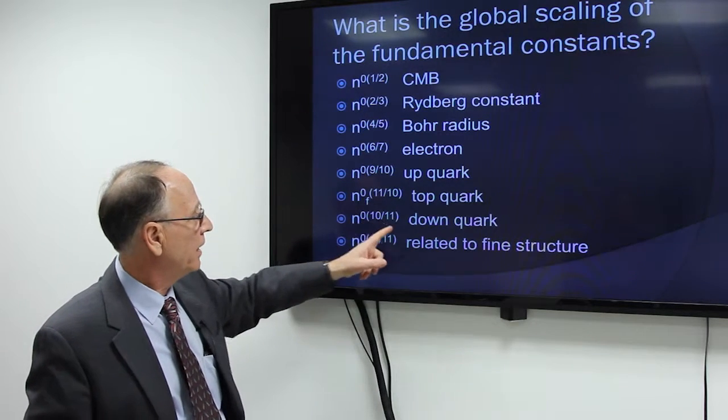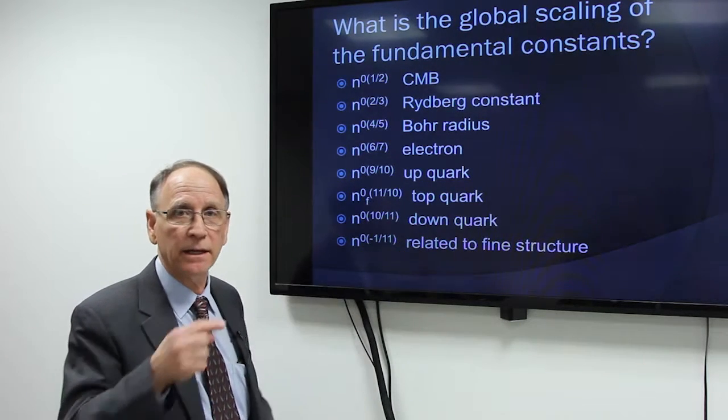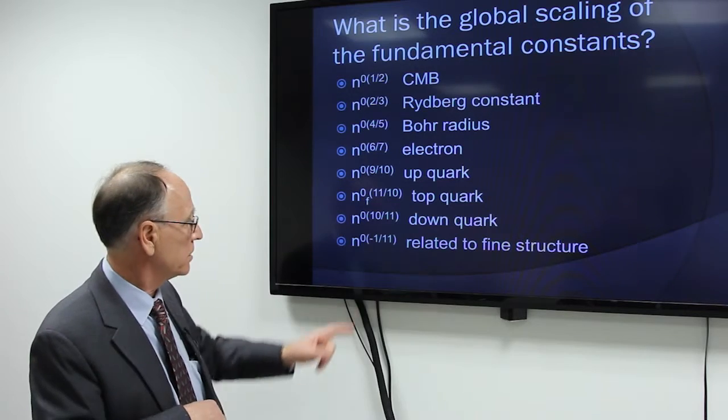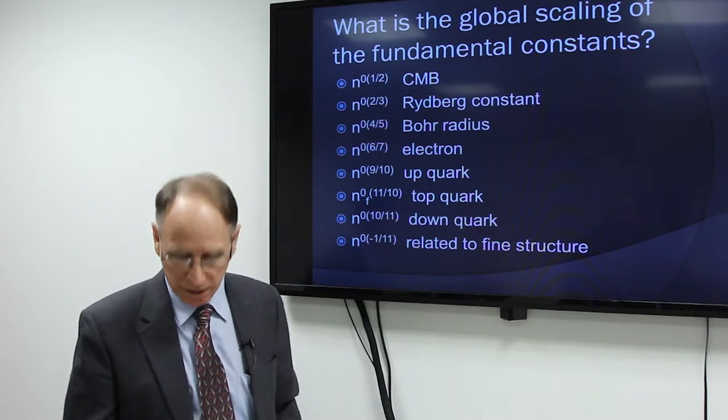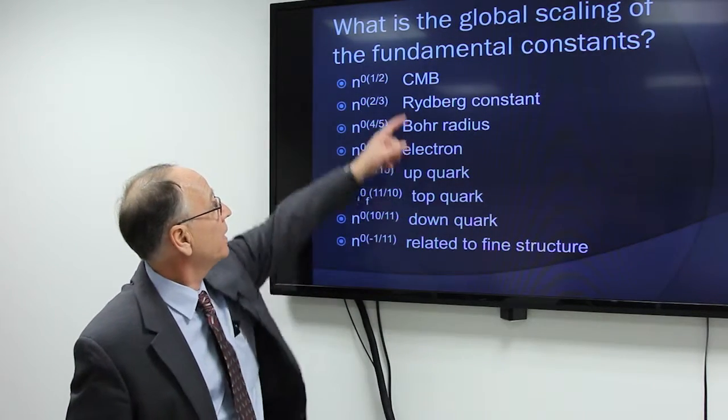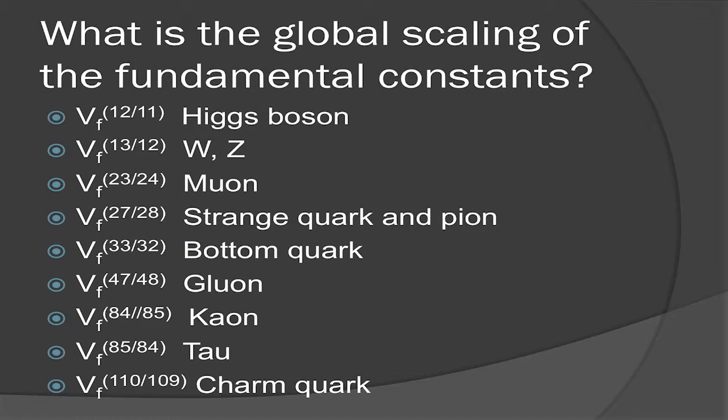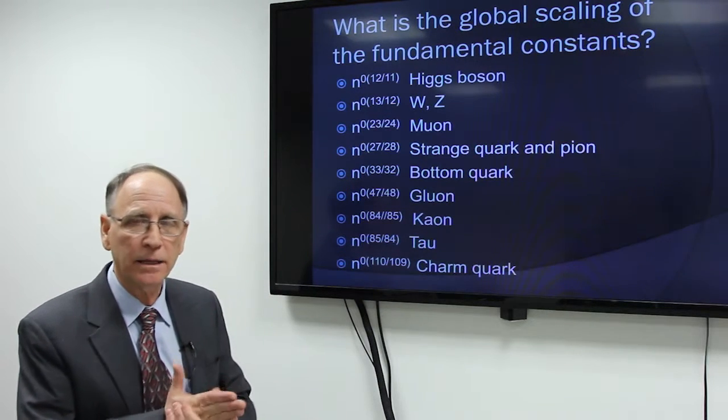Let's take the next prime. That's the down quark. That is defining the nucleus. 11, that's the fine structure constant. That is what is combining all of these into a unified system. And we take 11 again, that's the Higgs boson. So as you go through this series, I've listed all the values related to these different fundamental constants. And this is exactly like the periodic chart.